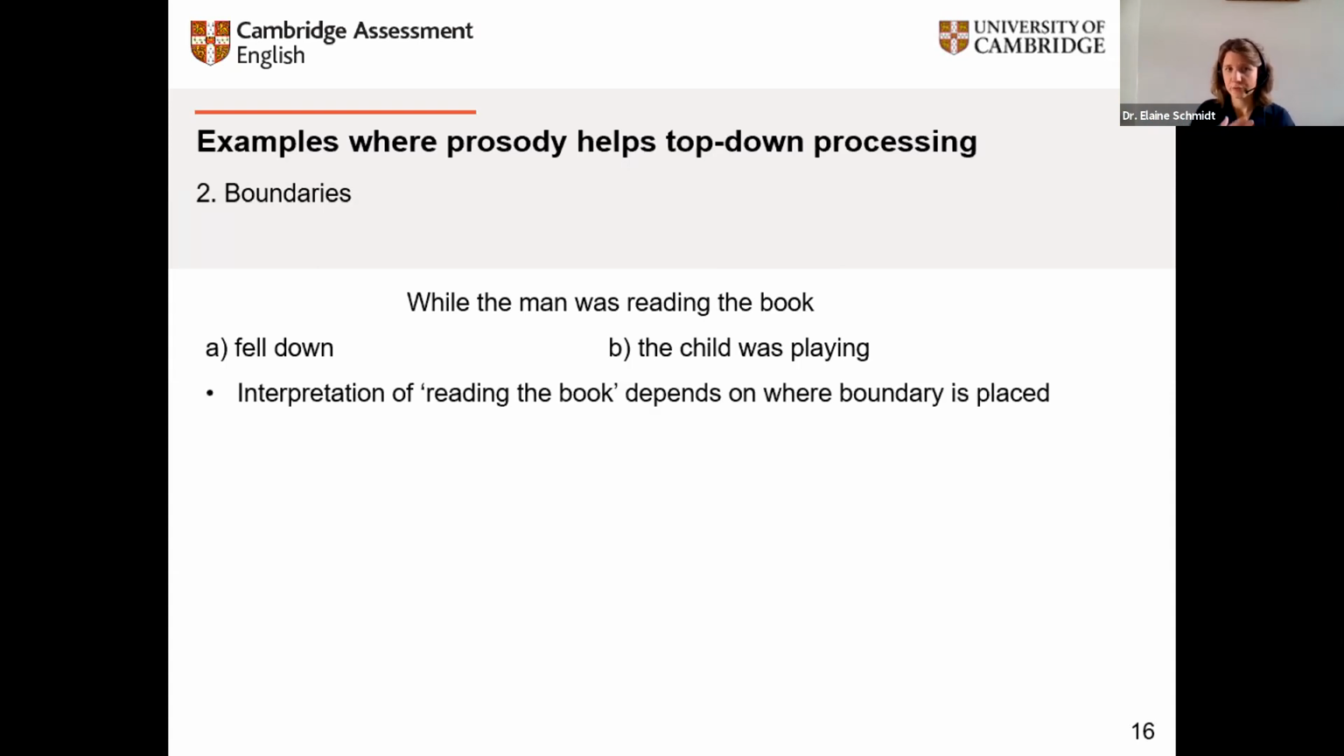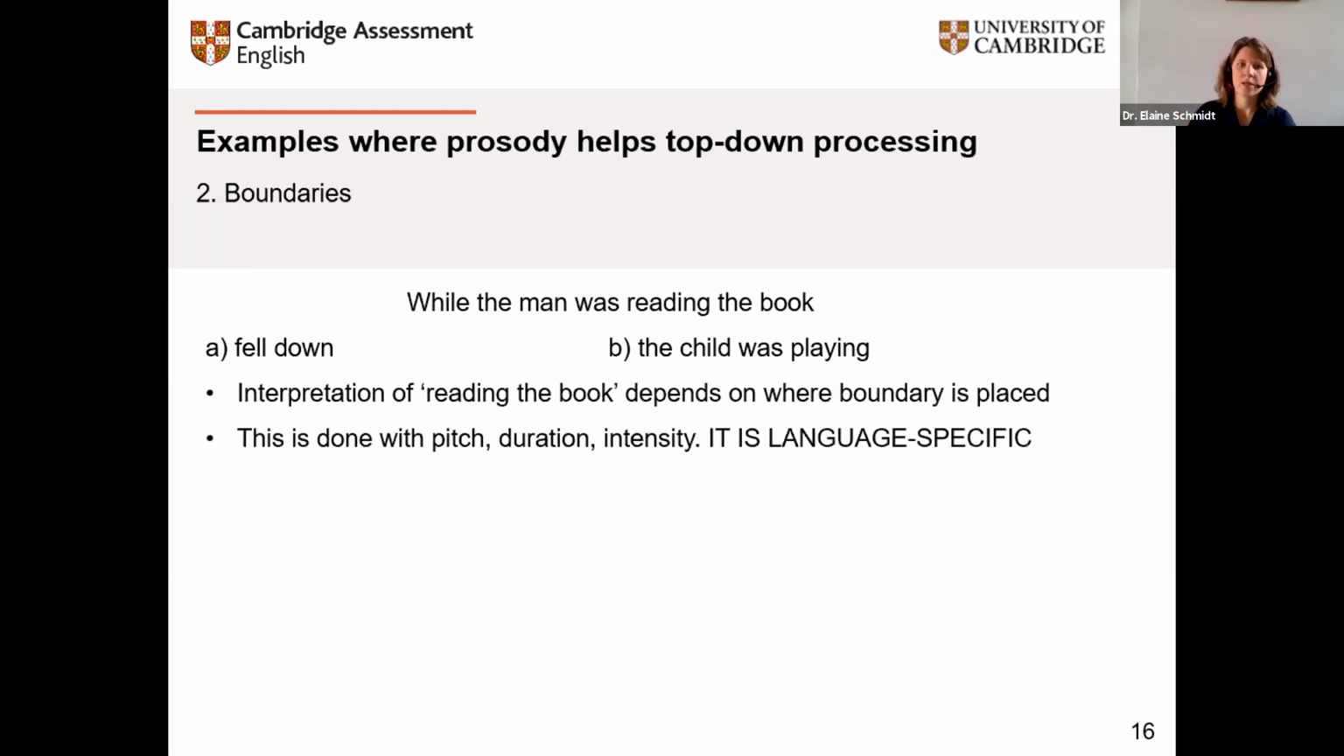So the interpretation of "reading the book," of that bit of the phrase, depends on where the boundary is placed, whether it's "reading, the book" or "reading the book." So this is done with pitch, duration, and intensity.